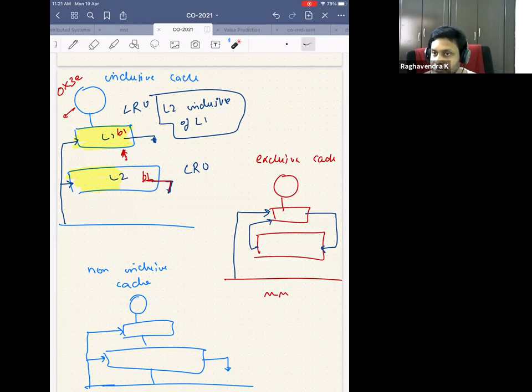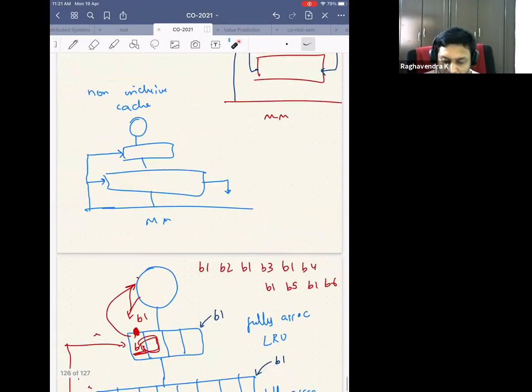Okay. Are there any other questions regarding these inclusive, exclusive, and non-inclusive caches? Okay, so we will go forward.